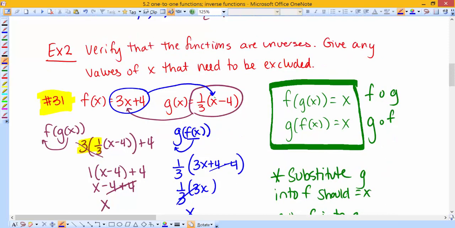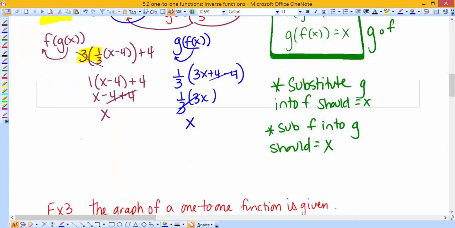Now, it says, give any values of x that need to be excluded. Please do not forget, this has to do with your domain. The things that you need to look for: fractions with x in the denominator and square roots. If you have that, then you need to figure it out. Look back at your notes from 5.1 about the fractions and the square roots. Here I have neither, so there are no excluded values.